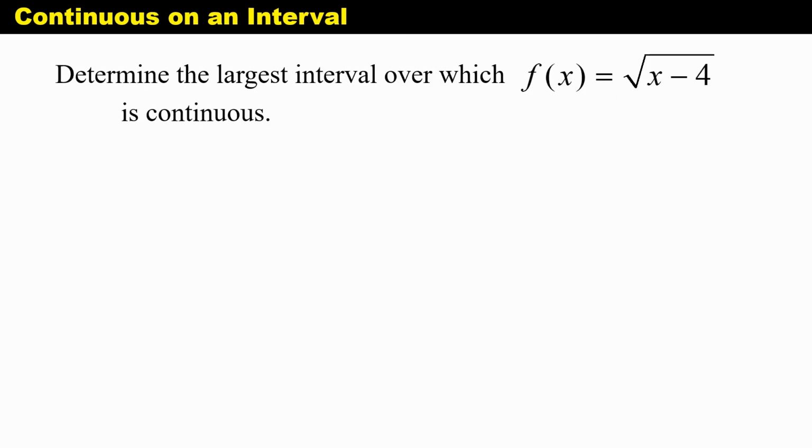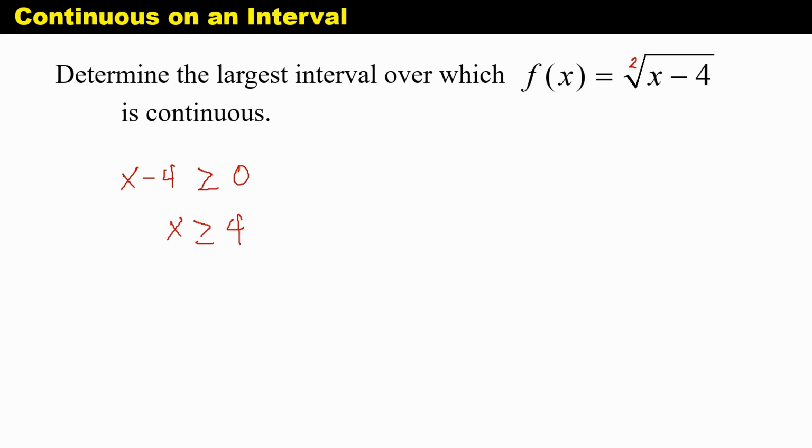Let's move to our first example. Determine the largest interval over which f of x equals the square root of x minus 4 is continuous. Now notice that the index of our radical function is even since the index is 2. So it's even, meaning the function is continuous at positive numbers only. This means that the radicand should be greater than or equal to 0. So we write our radicand x minus 4 greater than or equal to 0. Therefore, our x should be greater than or equal to positive 4.